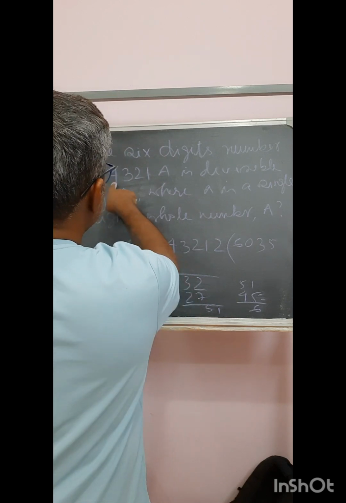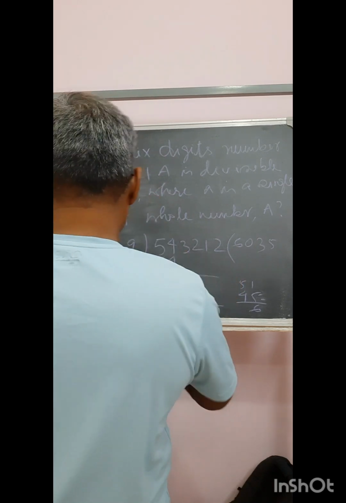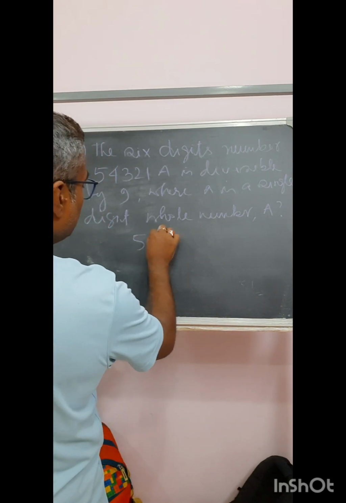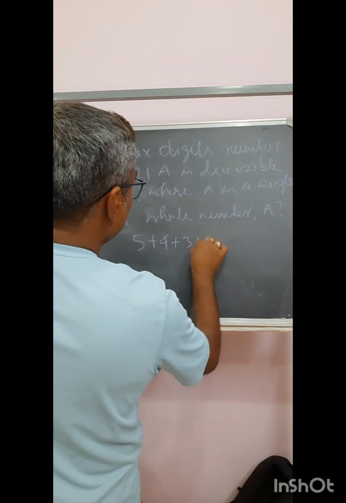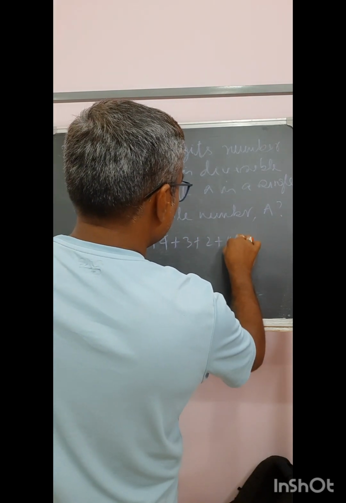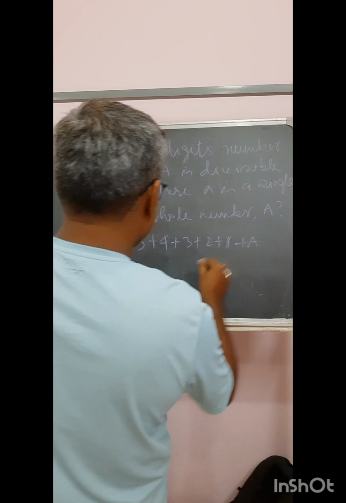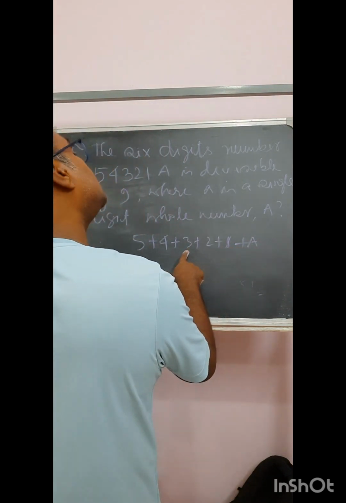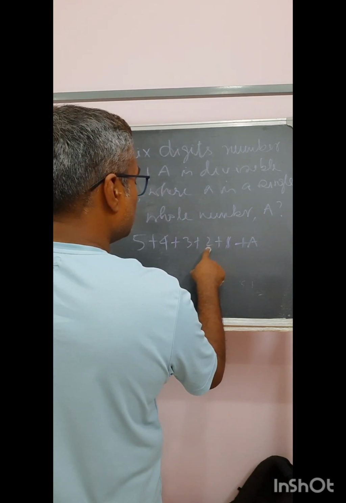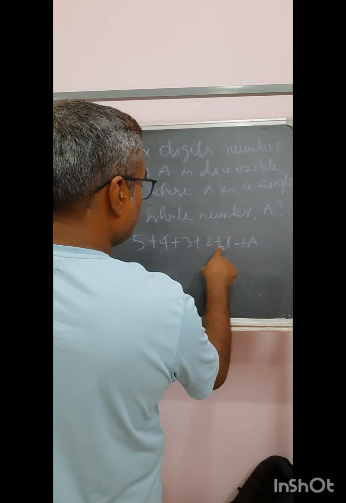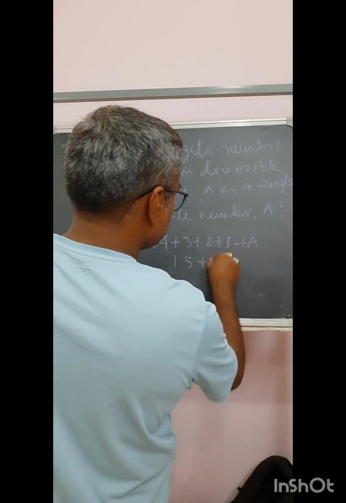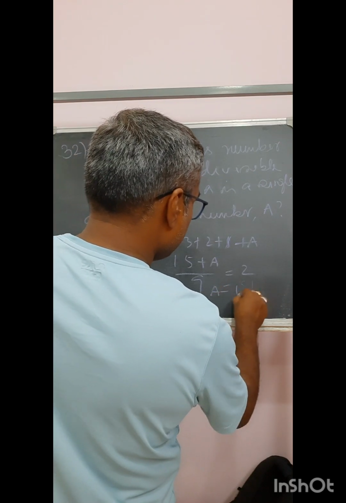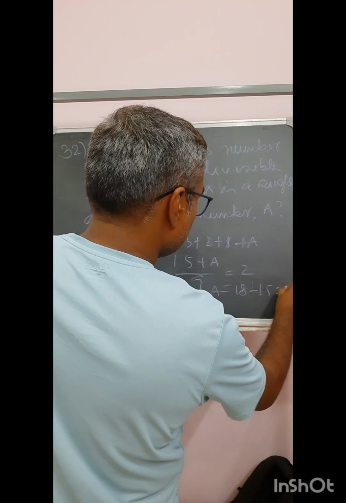Oh sorry, I have made a mistake, the summation I have done wrong. Because 5 plus 4 plus 3 plus 2 plus 1 plus a, so here the summation is 5 plus 4, 9, plus 3, 12, 12 plus 2, 14, plus 1, 15, so 15 plus a, by 9. So if it is equal to 2, then a becomes 18 minus 15, that is equal to 3, sorry.